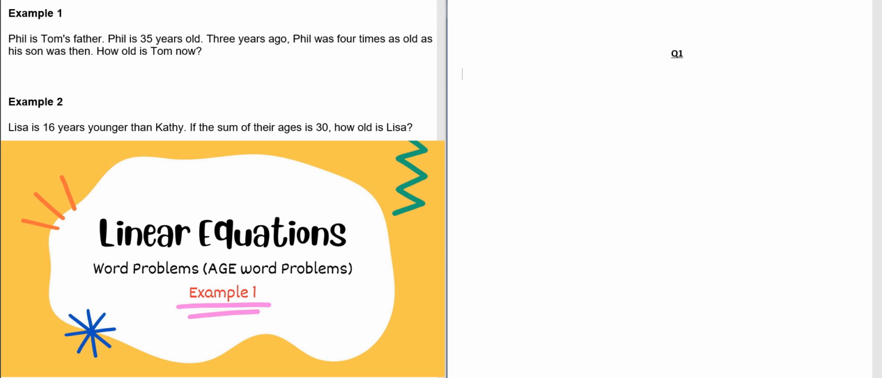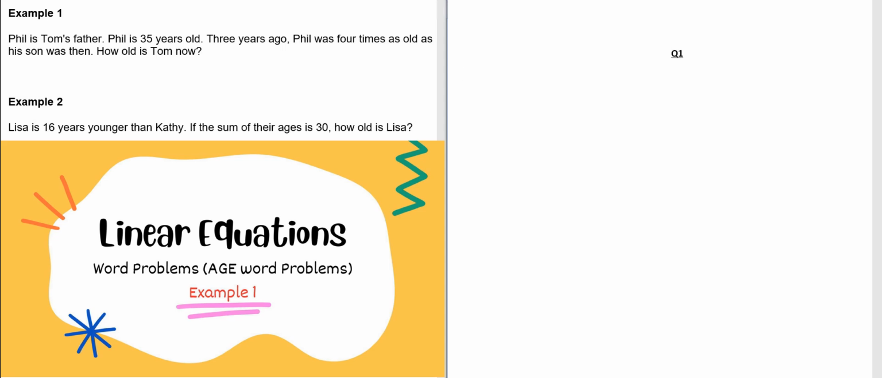So this question in particular is about word problems under linear equations. So we are going to apply the knowledge that we've learned under linear equation to solve this problem. Alright, so without wasting my time, let's get started.